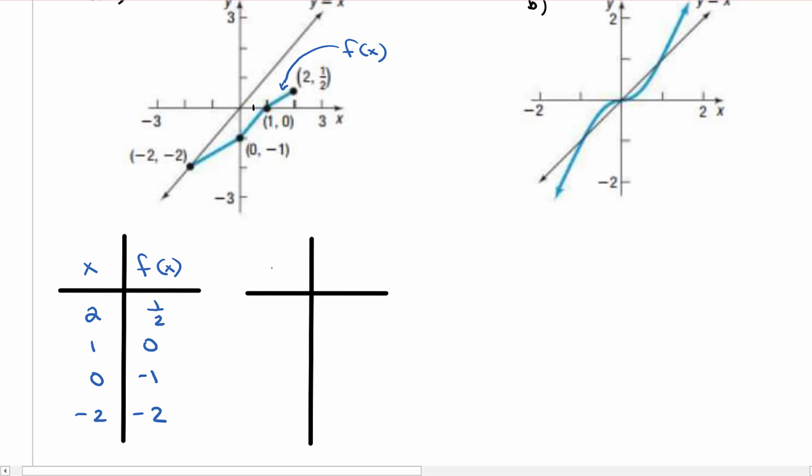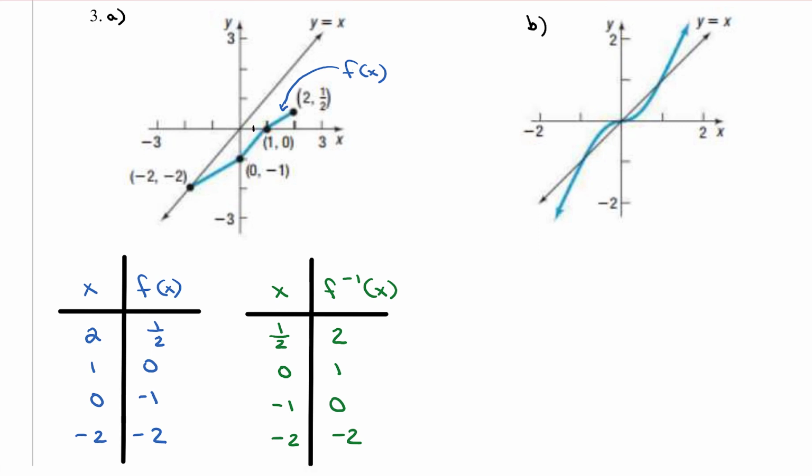If I want to find the inverse, I can use these points to help me. All I have to do is switch the values. So now, instead of 2, 1/2, I'm going to put 1/2, 2; 0, 1; -1, 0; -2, -2. I'm going to plot these points, and I'm going to try to replicate the mirror image of this function across the line y equals x, if that makes sense.